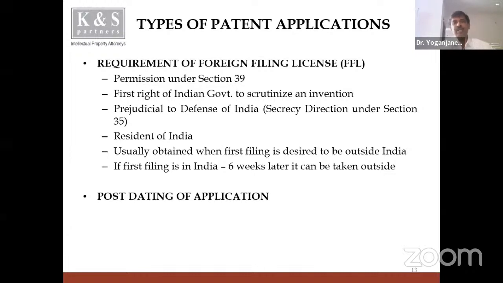So post-dating of application, this is a very interesting concept. Suppose, as I mentioned in my previous slide, within 1 year from the date of filing of the provisional application, we need to file a complete application. However, for some reason, if the inventor could not file the complete application within 12 months, he can post-date the application. Because of this post-dating, he can get additional time so that he can file the complete application at a later point of time, so that he can conclude all his biological activity studies, or the studies which are pending for his application.